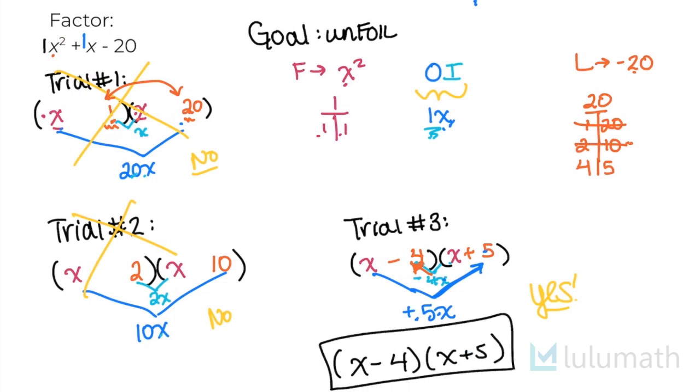Now, the nice thing about this leading coefficient of 1 is I don't really need to do all of these outer and inner because negative 4 and positive 5 right here give us the one that we're looking for. But this only works if our leading coefficient here is 1.